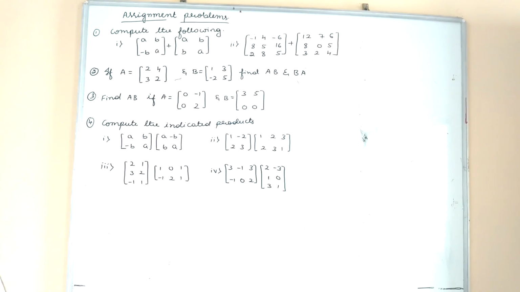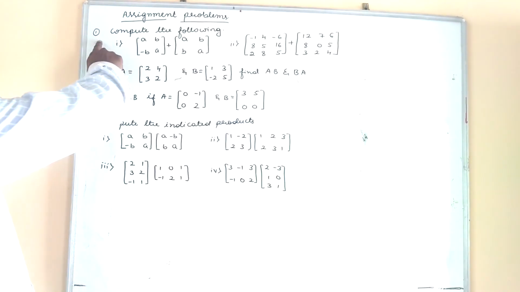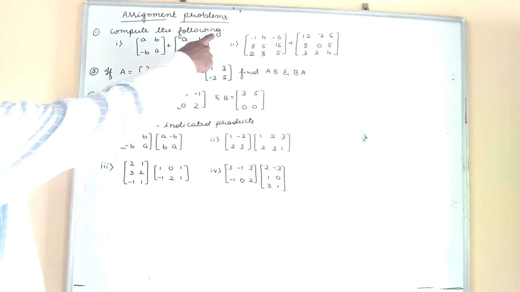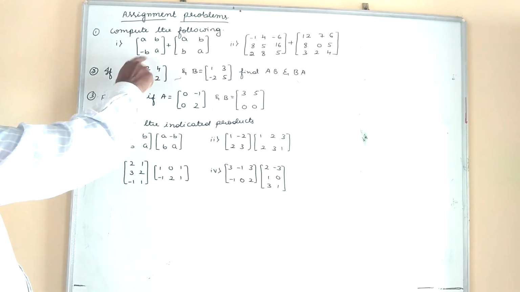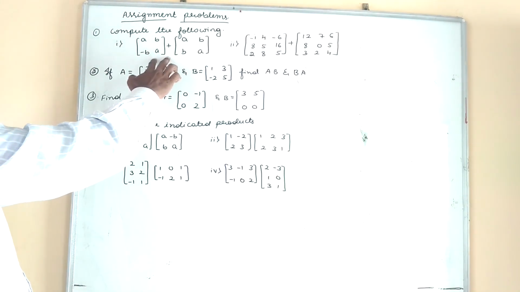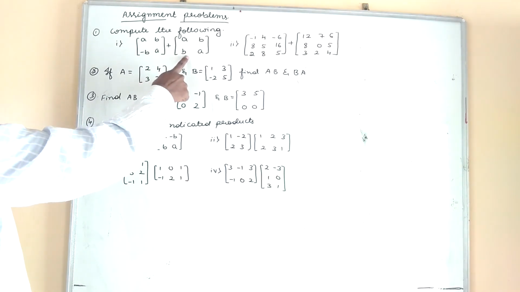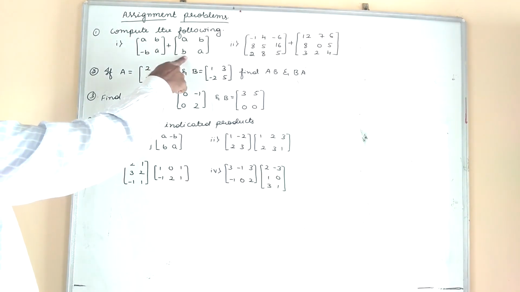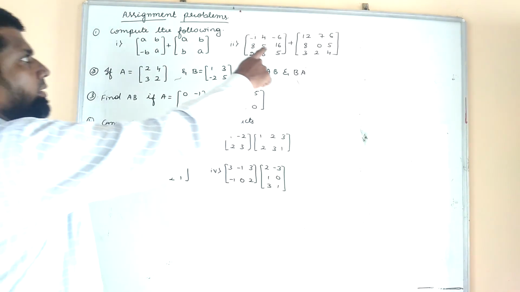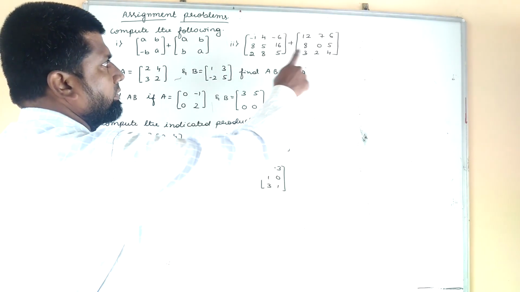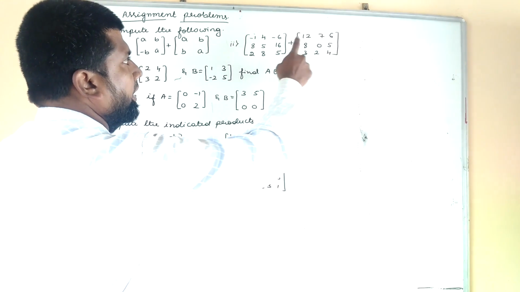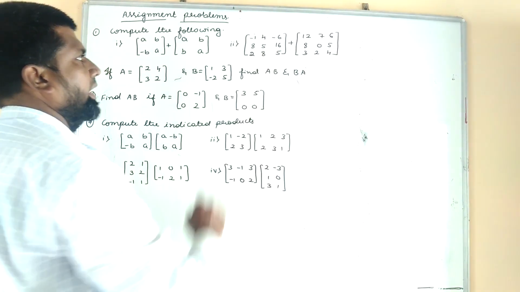Now let us go for the assignment problems. Take down the first one. Compute the following. In these two matrices, between the two matrices, he has given the plus symbol, means you have to add the two matrices. This is the addition of two matrices. In this second question, he has given the two matrices of 3 cross 3 and 3 cross 3. I have to add the two matrices.